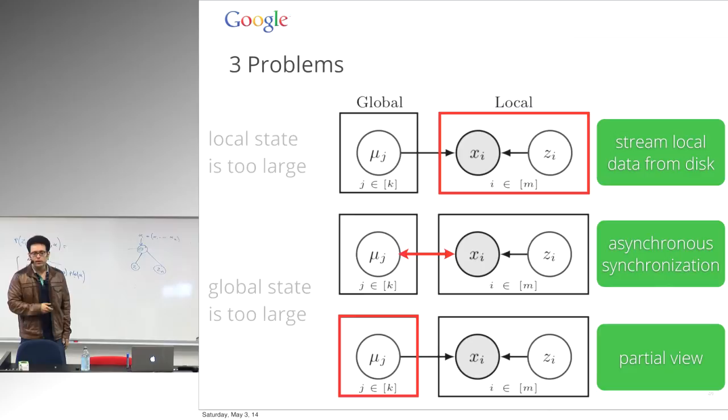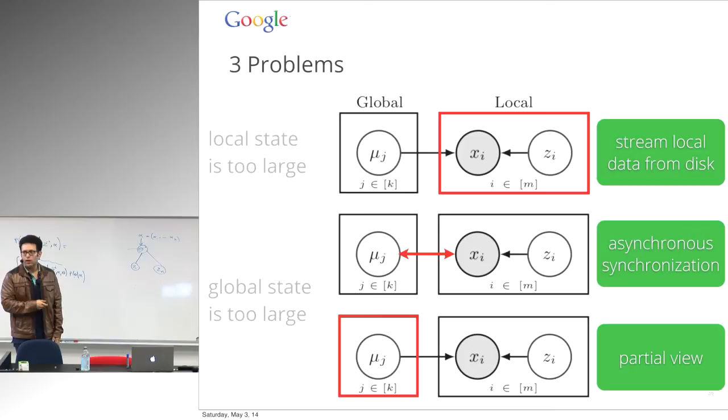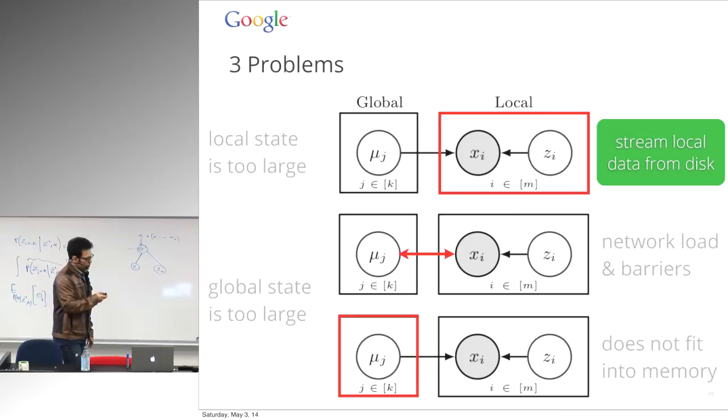Okay? So these are our three design principles: once we divide the problem into global and local, we divide the local state across machines, we stream this from disk so we don't have to store Z in memory. And now once you have this division, you only need a partial view of the global state which is required to process your local examples. And since this partial state will overlap, we need to synchronize across machines, and we need to talk about what protocols will synchronize this global state across machines. So the most important thing here is these last two blocks. The first one is very easy, as I said.